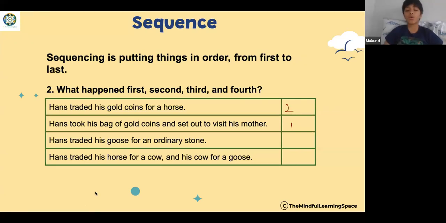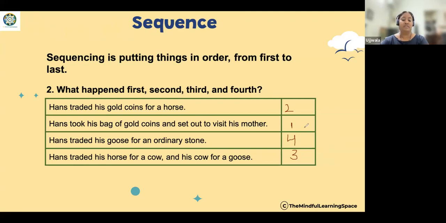He traded his horse for a cow, and his cow for a goose. Okay, he traded his horse for a cow. No, Hans traded his goose for an ordinary stone. No, Hans traded his horse for a cow and his cow for a goose. He didn't have a goose until then, and in the fourth one comes the last, he traded his cow for a goose. So exactly, and then the first.